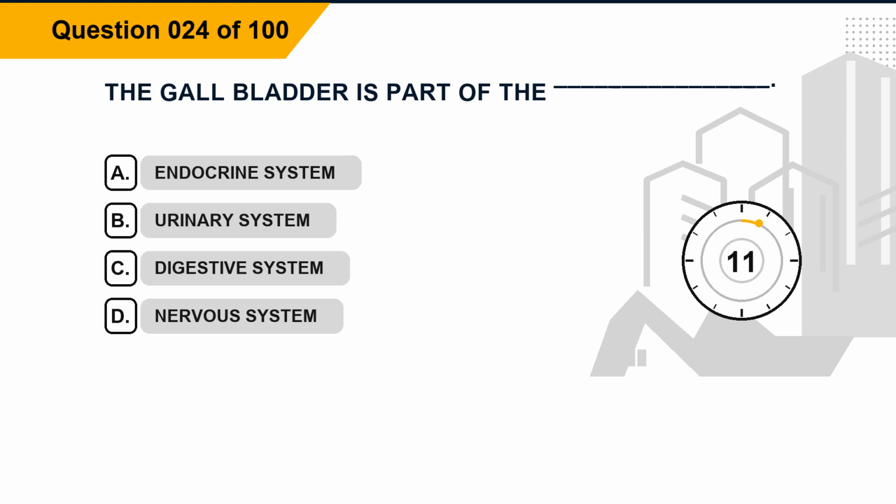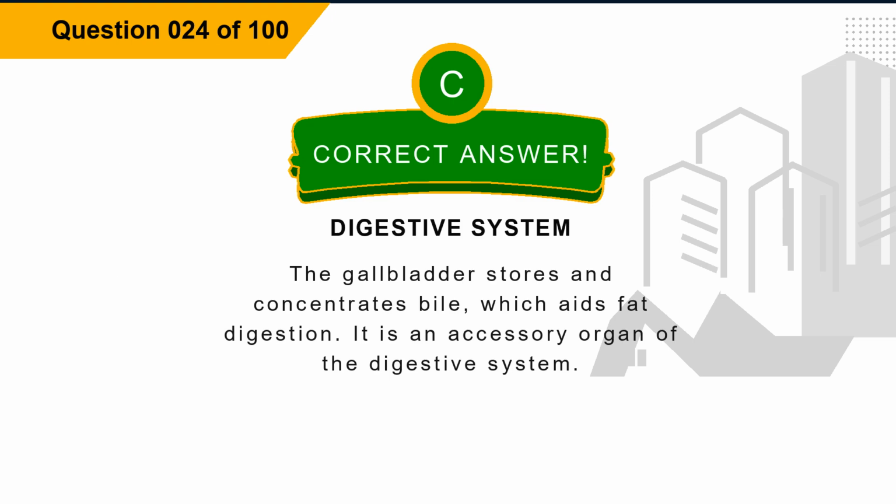Question 24. The gallbladder is part of the blank. Option A, endocrine system. Option B, urinary system. Option C, digestive system. Option D, nervous system. The correct answer is option C, digestive system. Explanation. The gallbladder stores and concentrates bile, which aids fat digestion. It is an accessory organ of the digestive system.